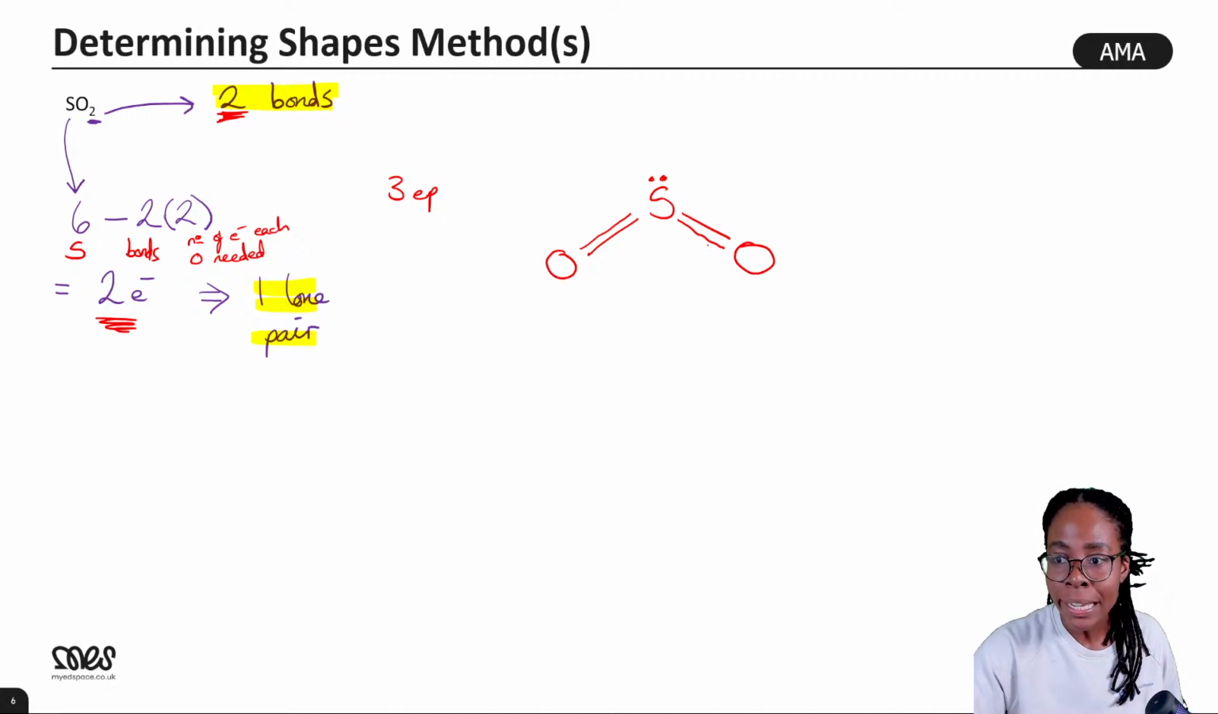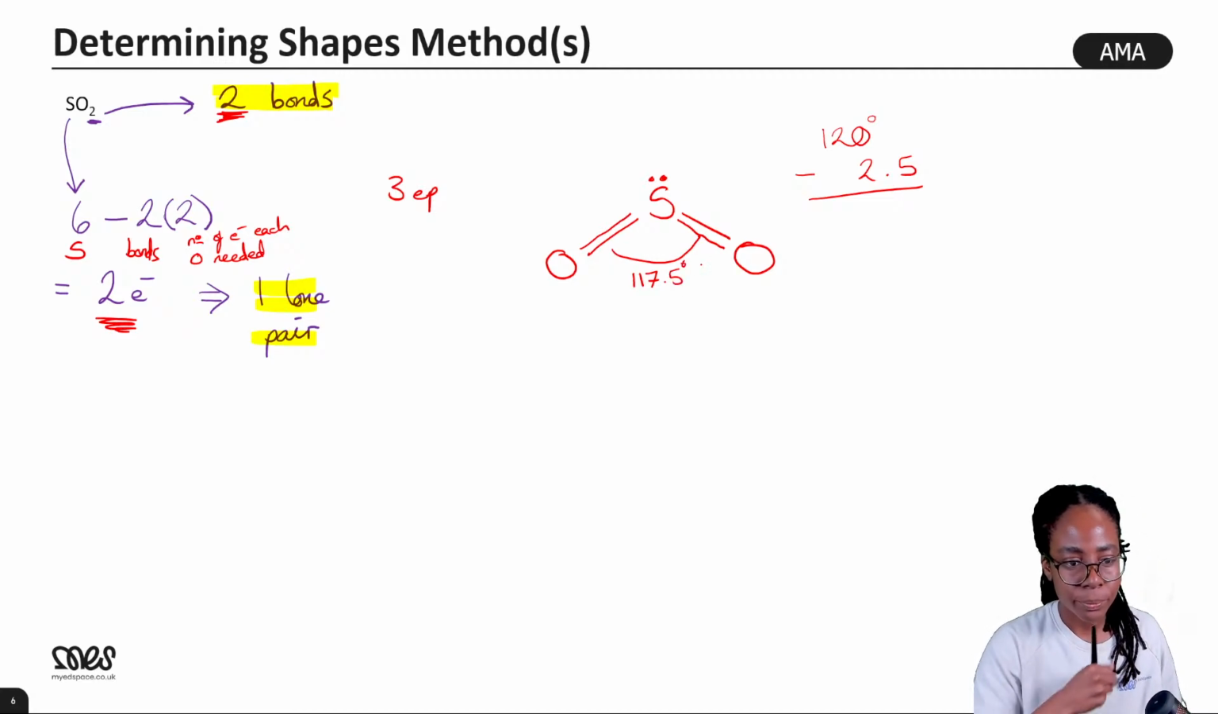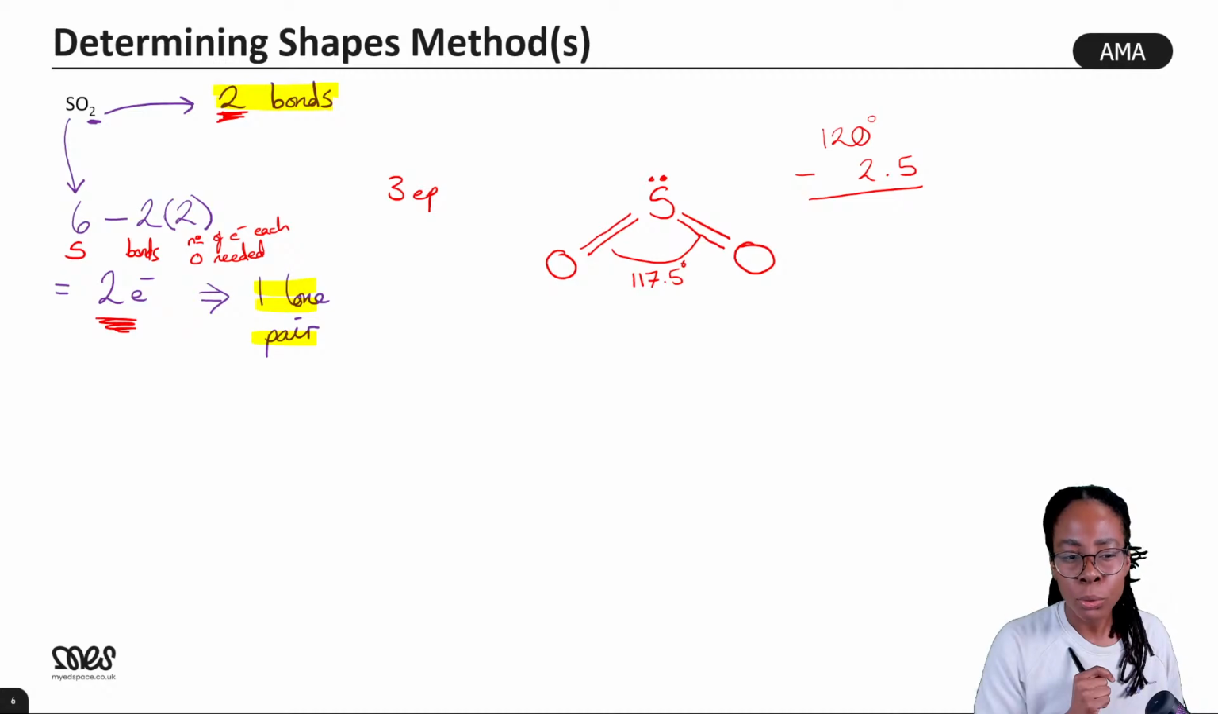I agree with 117.5, absolutely. If this was just trigonal planar, it would have a bond angle of 120 degrees, but because we've got one lone pair, that's going to be decreased by 2.5, so we end up with 117.5 degrees. Okay. Any more questions there?